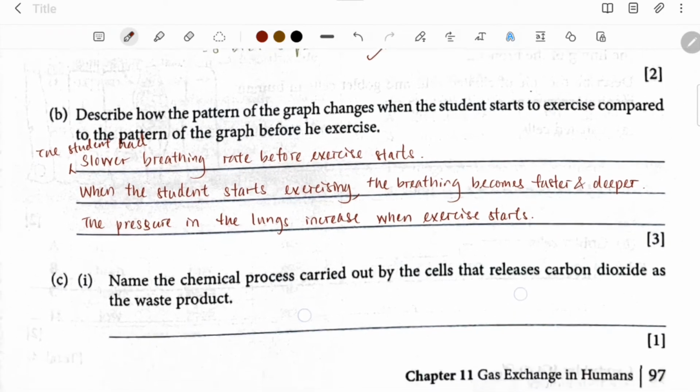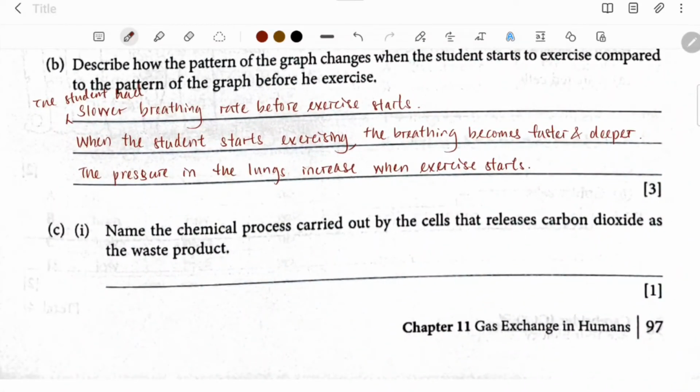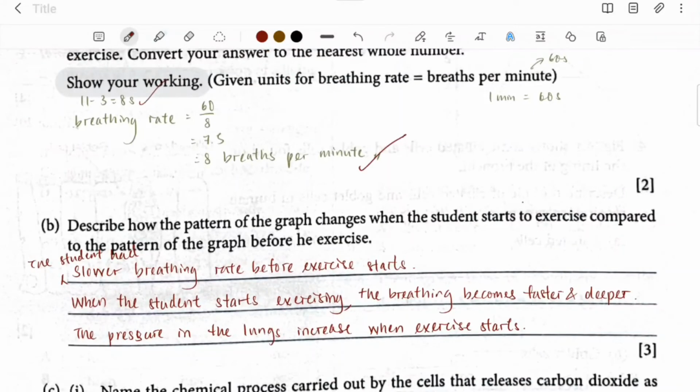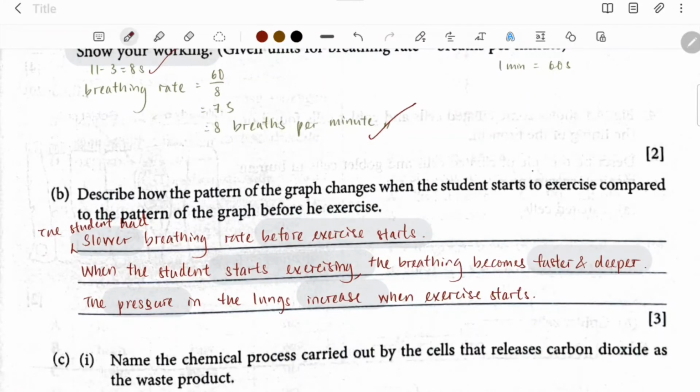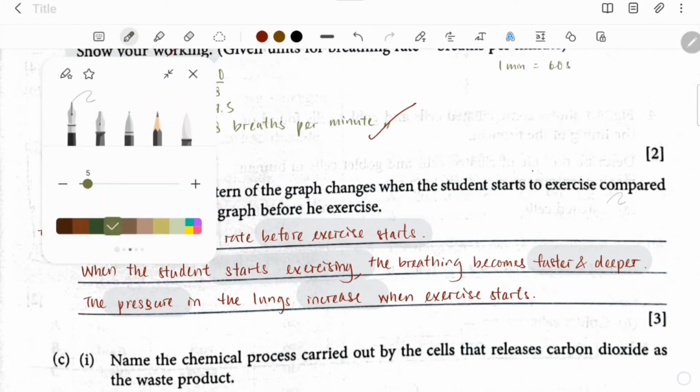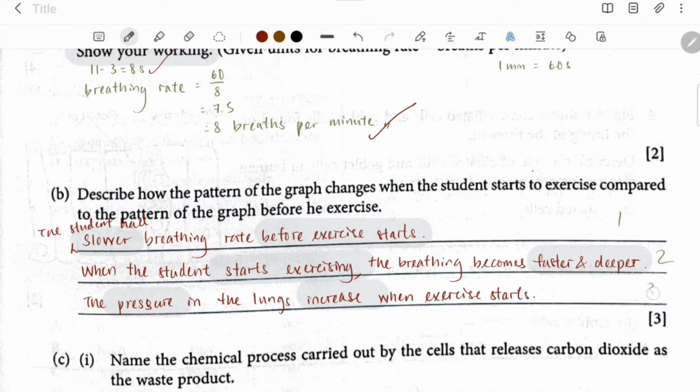Okay, and then after that, C1. Oh, this one first. Slower before exercise starts. And then the second point is, start exercising, faster and deeper. And then after that, pressure increase. So this one is your first mark, second mark, third mark.